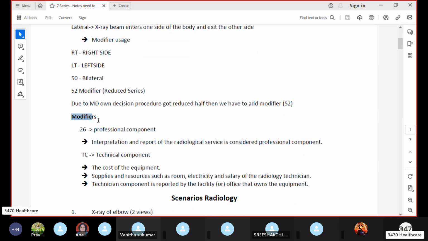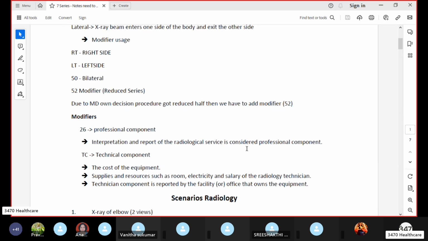Then 26 professional, TC technical component. So professional is the interpretation and report of the radiological service. Interpretation and report of the radiological service is considered the professional component. Technical means the cost of the equipment, resources like room, electricity, salary of the technician. All this comes under technical.